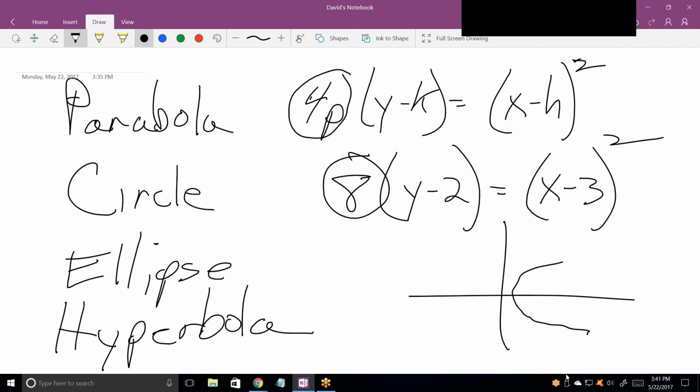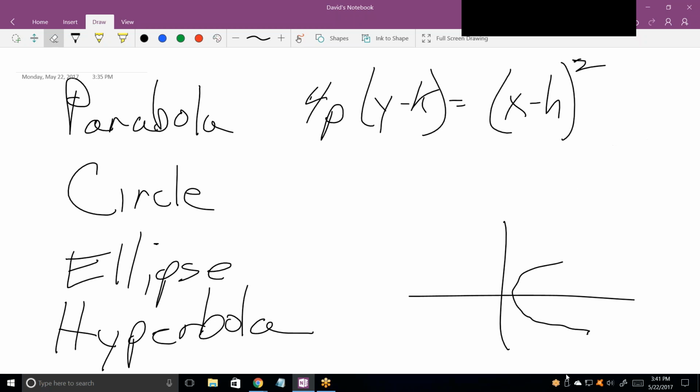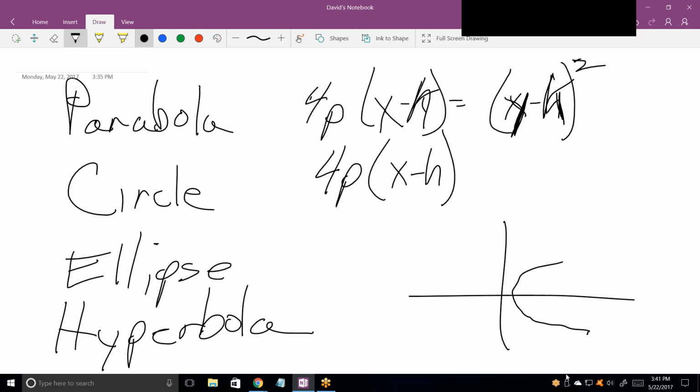The general equation is different. When you have a horizontal parabola, it's not a function. Is it x equals y squared? No, it just switches the x and h and the y and k. So that you have 4p times (x minus h) equals (y minus k) squared.